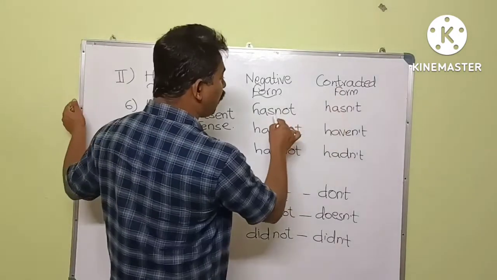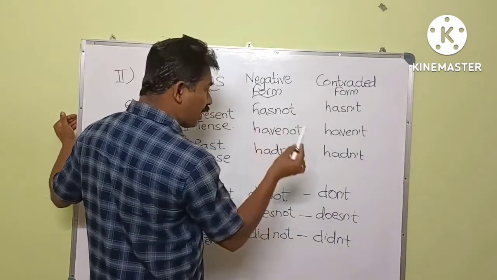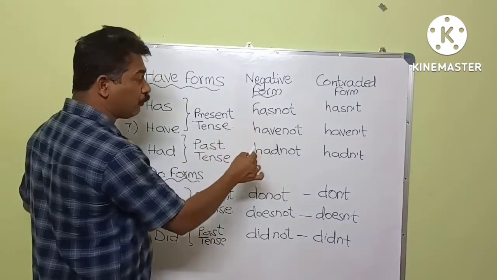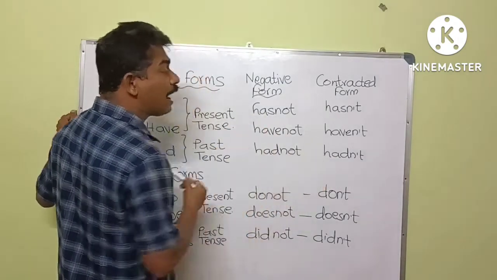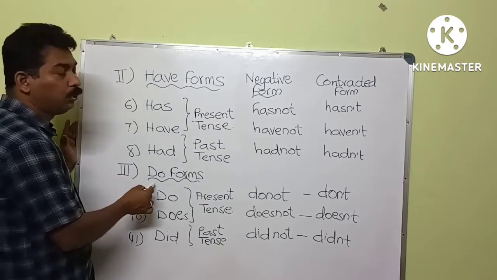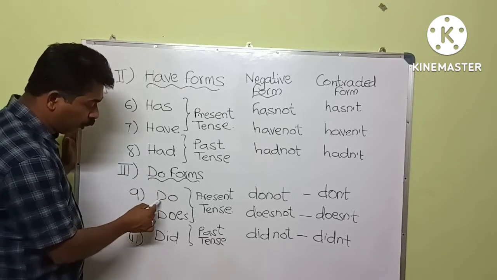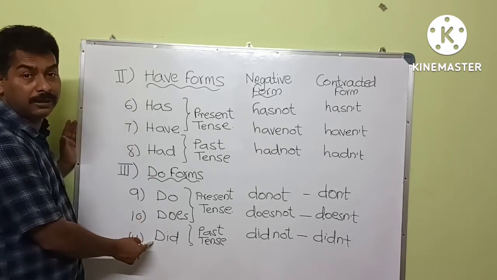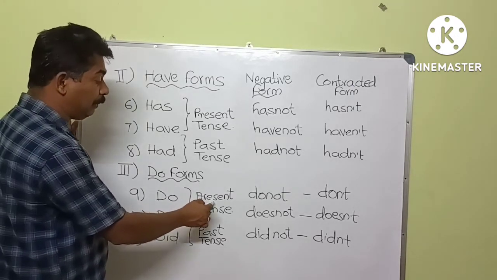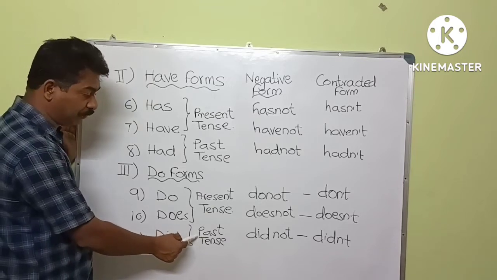The contracted form of has not is hasn't. The contracted form of have not is haven't. Contracted form of had not is hadn't. Then we have do forms. Do forms are do, does, and did. Do and does are used in the present tense. Did is used in the past tense.